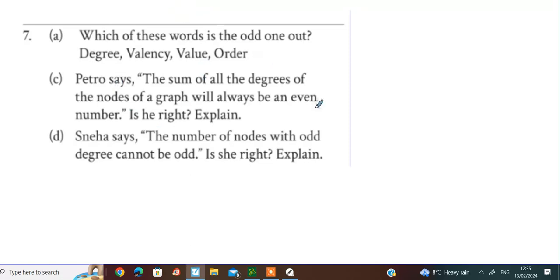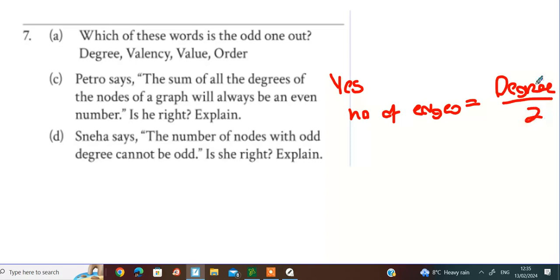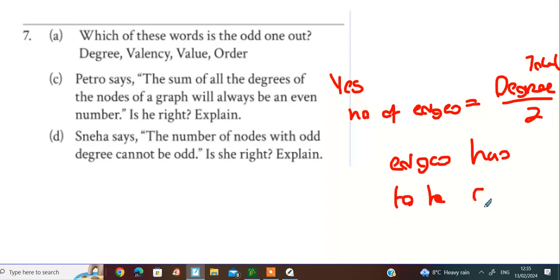Pedro says the sum of all degrees of the nodes in a graph will always be an even number. Is he right? Yes. Because the number of edges equals the total degree divided by 2. And edges has to be a natural number. Reason being, you can't have 2.5 edges. You have to have 2 or 3 edges.